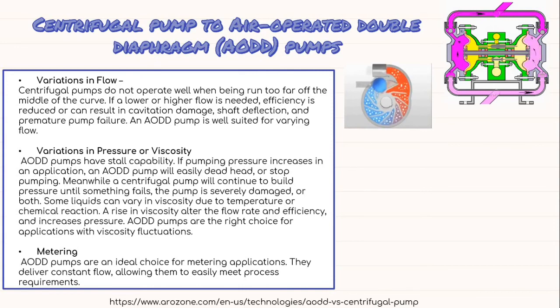Some liquids can vary in viscosity due to temperature or chemical reaction. A rise in viscosity alters the flow rate and efficiency and increases pressure. Lastly, the metering. AODD pumps are an ideal choice for metering applications. They deliver constant flow, allowing them to easily meet process requirements.